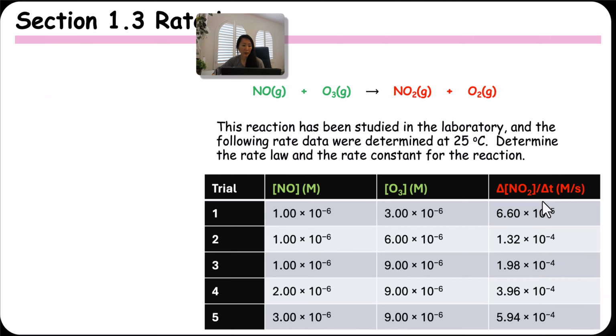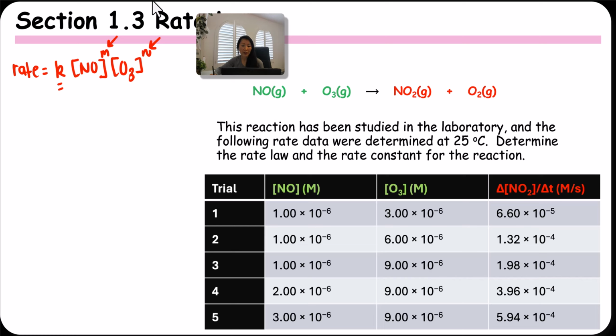Remember what a rate law is. A rate law is just a mathematical expression that shows the relationship between the rate and the reactants. So rate will equal, for this example, K, which is the rate constant, times nitric oxide to the M and ozone to the N, and we don't know the reaction orders on top. That's what we're going to try to figure out: the value of K, and the values of M and N. That's our goal right now.